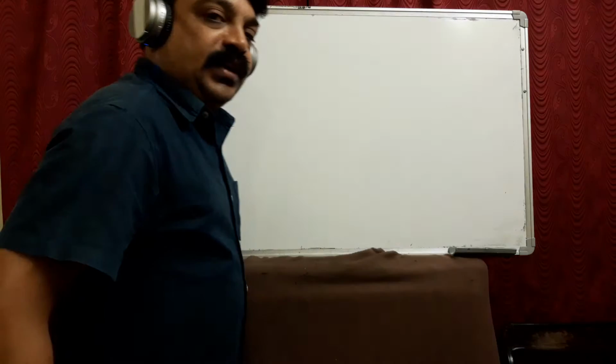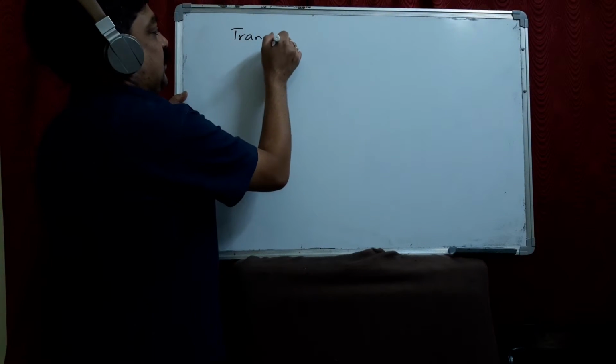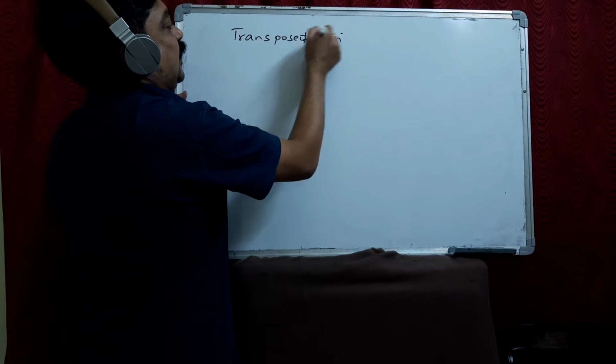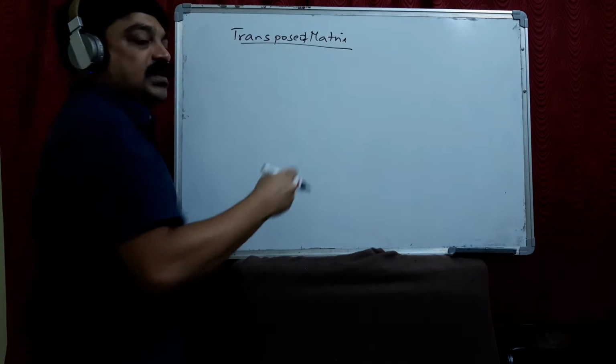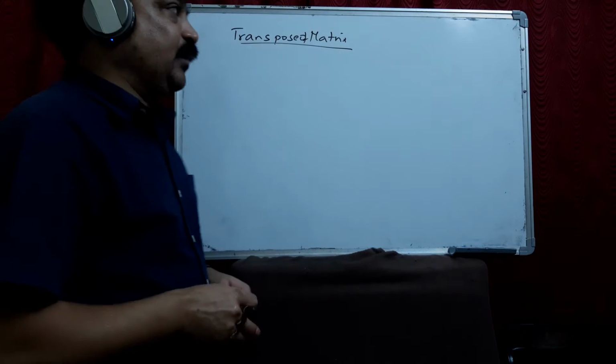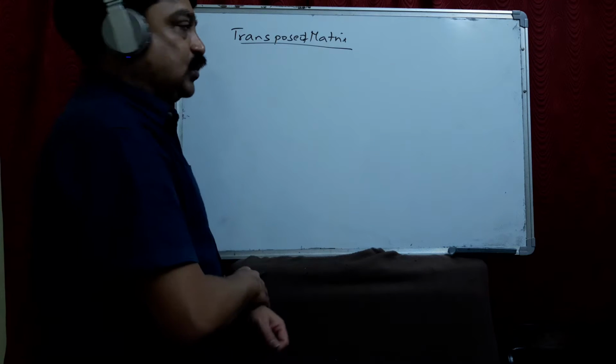Before going to 3.3, I would like to explain two very important definitions. What is a transpose of a matrix? And the definitions related to the transpose of a matrix, which are very important for this exercise. Look here, and the properties also.